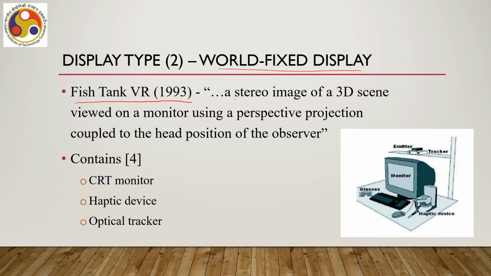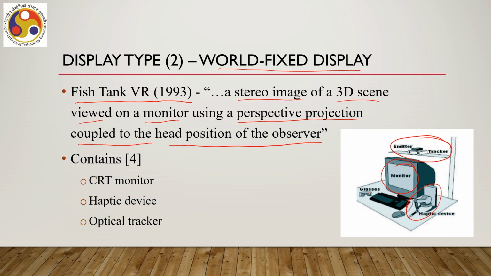It is described as a stereo image of a 3D scene viewed on a monitor, a fixed monitor that cannot be moved, using a perspective projection coupled to the head position of the observer. The setup is shown here. There is a tracker which tracks the head position. This is the monitor which is fixed, it cannot move around, and then there are haptic devices that are the input part. So, let us skip that part.